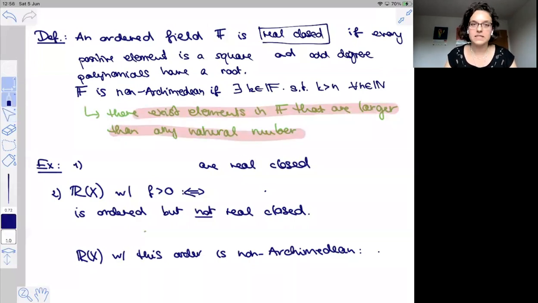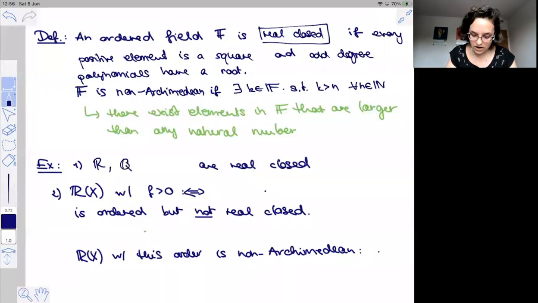And let's end here with some examples. So the first one is R is real closed. But also if we look at the algebraic numbers intersected with R, they're also real closed. C is not orderable. So we need to intersect the algebraic numbers with R. And you can convince yourself that if you're a positive element, you have a square, and an odd degree polynomial will have a root.